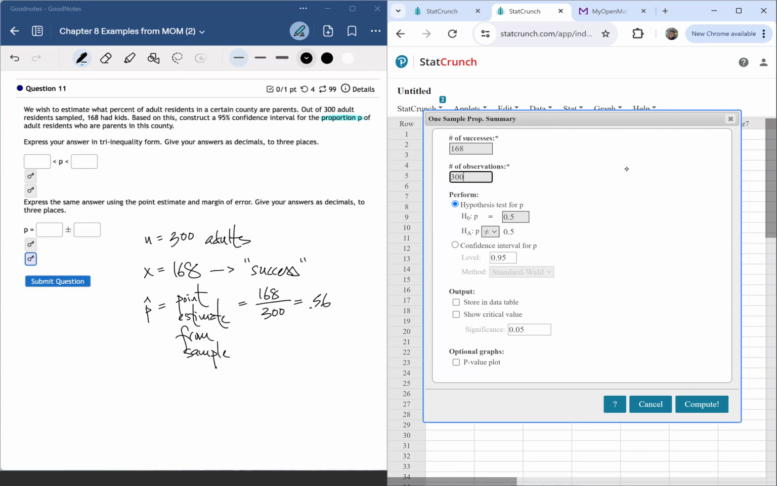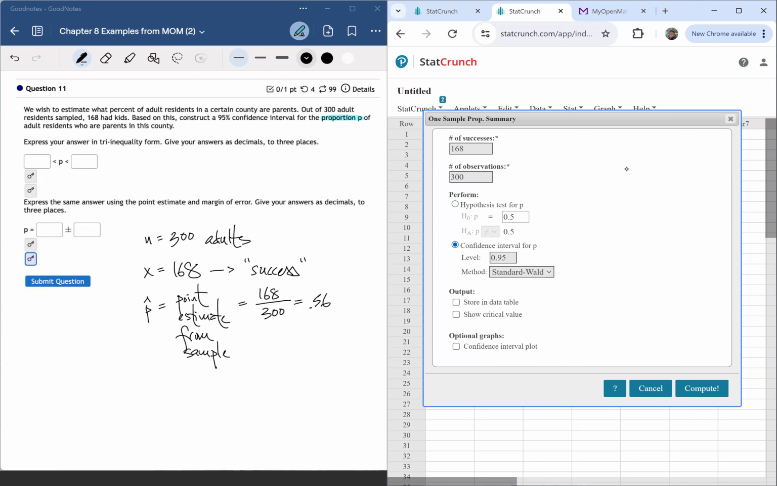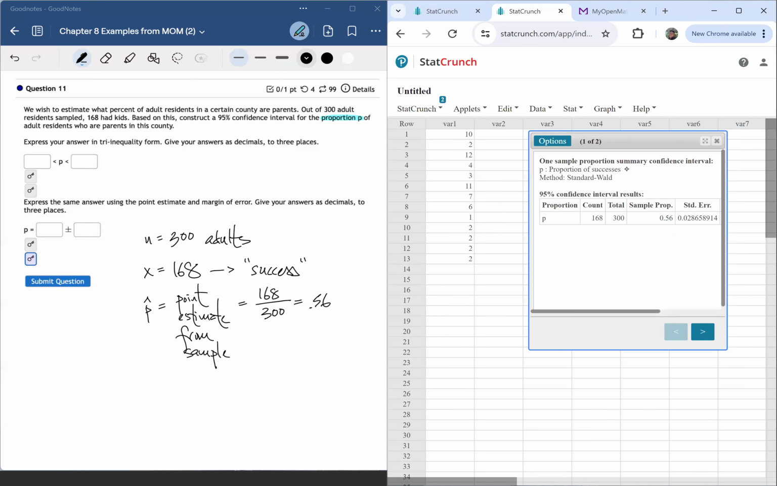Now, again, we're not at our hypothesis testing yet. That's going to be for later on, but we're at a confidence interval. And we want a confidence interval of 0.95. Now, the method doesn't really matter. Whichever one is there is fine. And I'm also going to click on that confidence interval plot so I can see a picture of what I'm looking at. Okay, so let me go ahead and compute that.